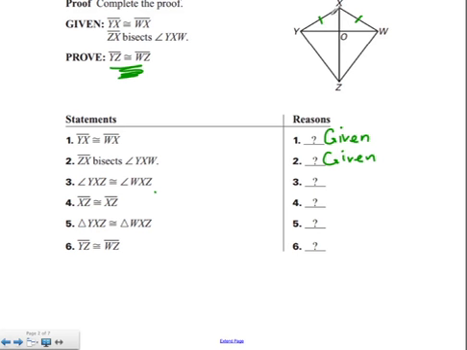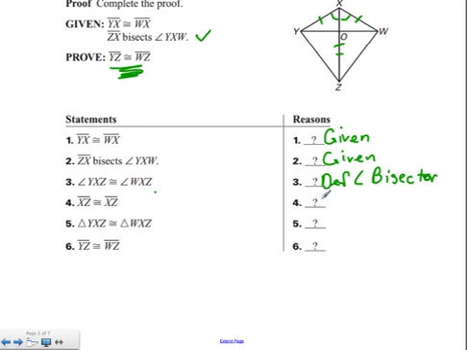What that tells me is that this angle is congruent to this angle right here, and that's by the definition of angle bisector. So ZX actually turns out to be an angle bisector. That's what this statement means right here. So we're using this concept of it bisecting in order to prove that these two angles are congruent. Lastly, we'll say that these two sides are congruent to themselves.